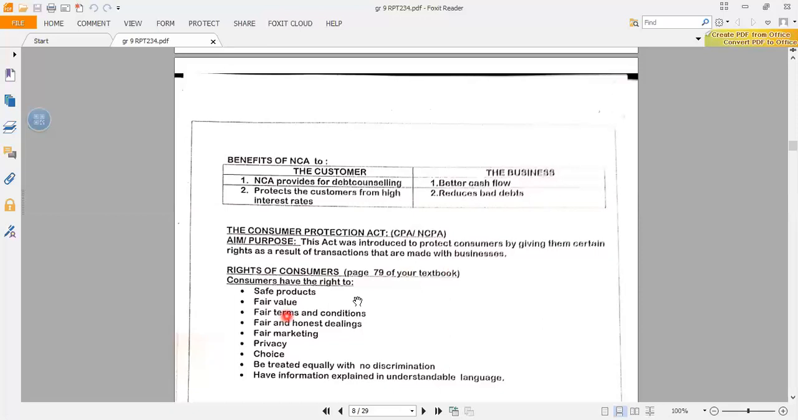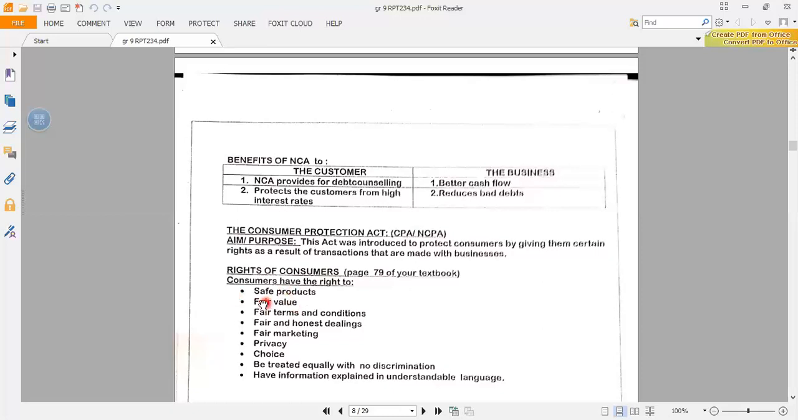The rights of the consumers are also on page 79 of your textbook. You also need to know all the rights that consumers will have. These rights are also listed in the Constitution of South Africa. Our Constitution is a legally binding document that the government has published so that every consumer, or every citizen, knows their rights. Okay, let's look at the first one.